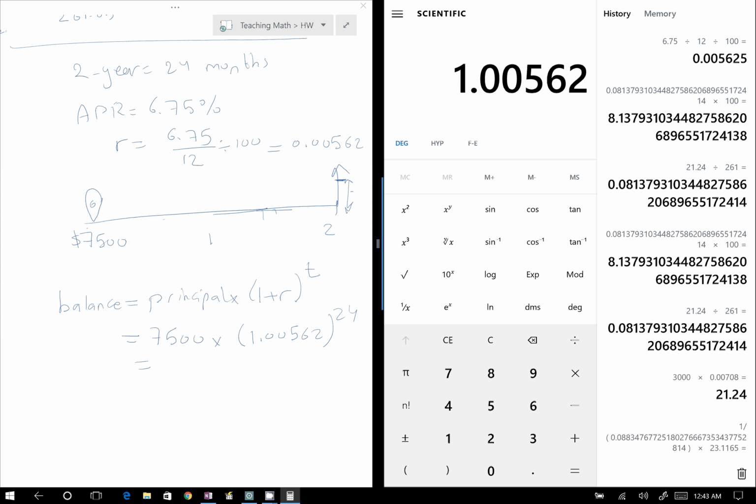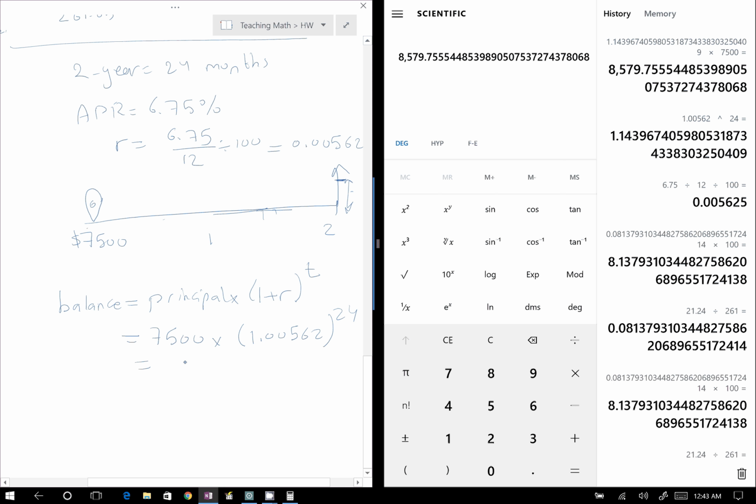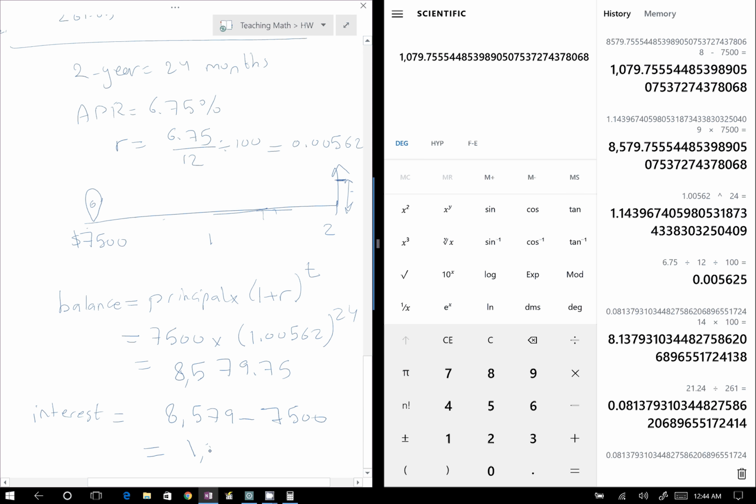1.00562 raised to the power 24 multiplied by 7,500 gives 8,579.75. So the interest accumulated is this minus the original amount, which is 7,500. Yeah, 7,500. Answer is 1,079.